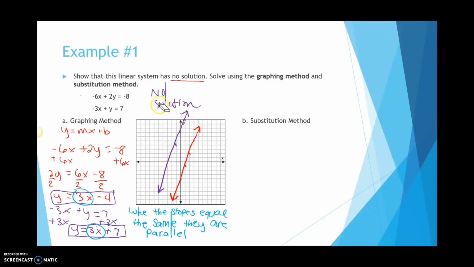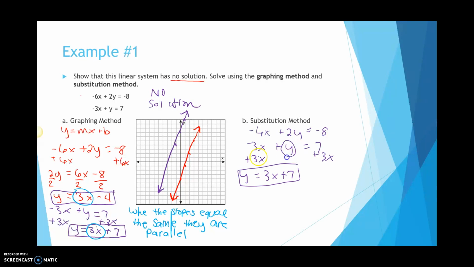Let's see what that looks like with the substitution method. With the substitution method, remember you're solving for a variable and then substituting in to find your x and y. So if I have negative 6x plus 2y equals negative 8, and negative 3x plus y equals 7, let's solve for y here. I'm going to add 3x to both sides, so I have y equals 3x plus 7.